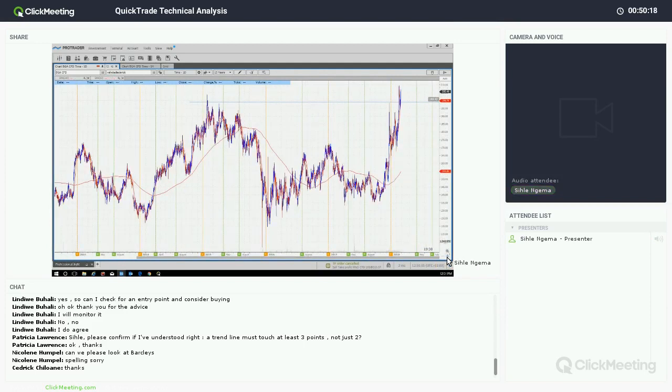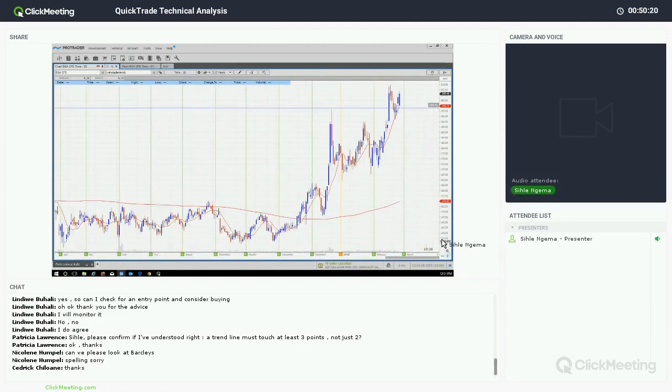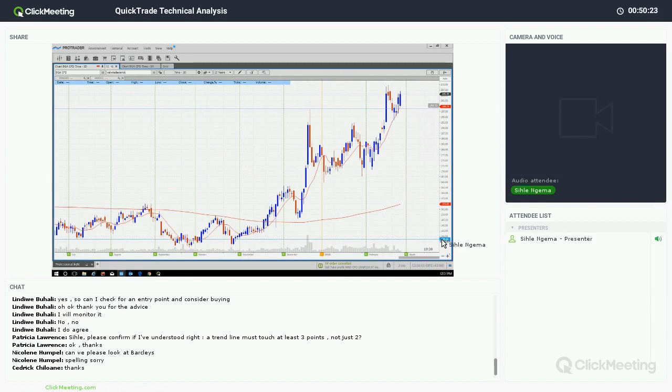The price broke through that. It came back to test that area for a bit, and the price started moving higher again. So that area is very important. If it keeps trading sideways like that, there's a good chance that we could see the price of Barclays flying from there.